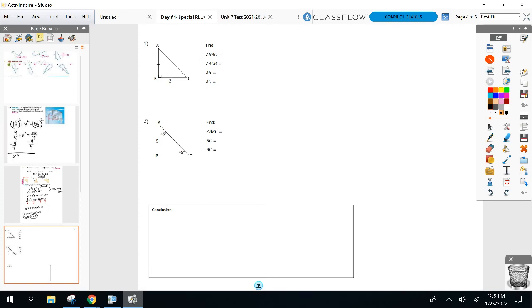All right, what do you say? Today and tomorrow, I'm going to introduce you to a special right triangle. Two special right triangles. One today, one tomorrow. And you'll see why they're so special.